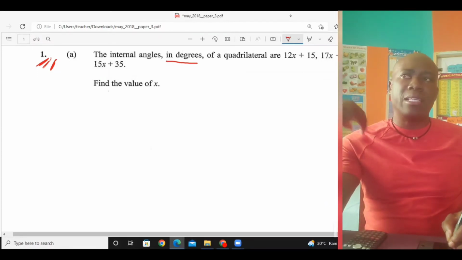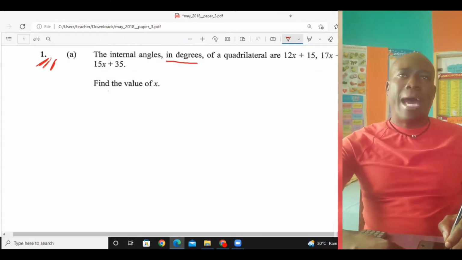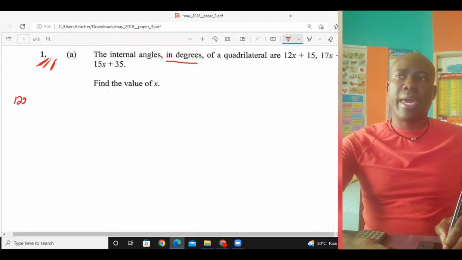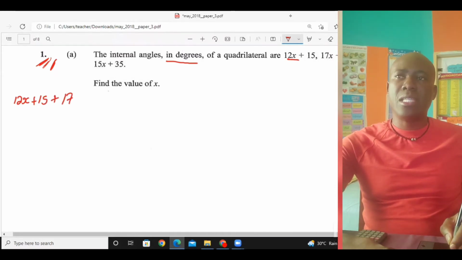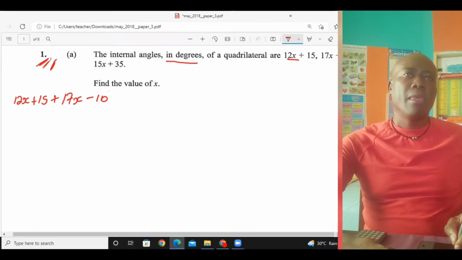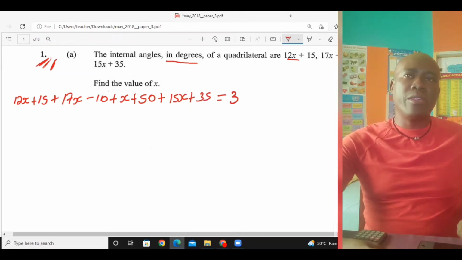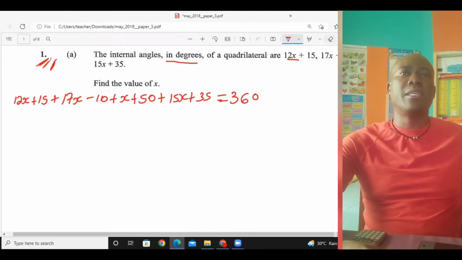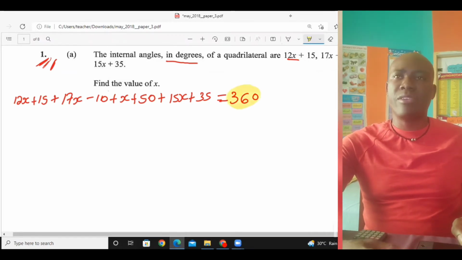So what we want to look at is the fact that if I have an expression for each angle, the idea is that I'm going to add up all of these. For example, 12x plus 15, and I'm going to add that to 17x minus 10, to x plus 50, and lastly to 15x plus 35. All of these add together to give us 360 degrees, and the reason for this is that the total interior of a quadrilateral will add to give us 360 degrees.